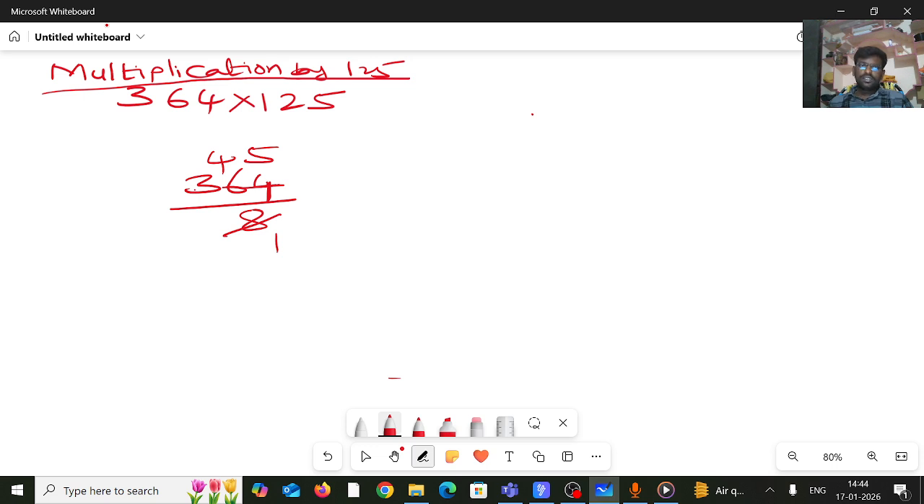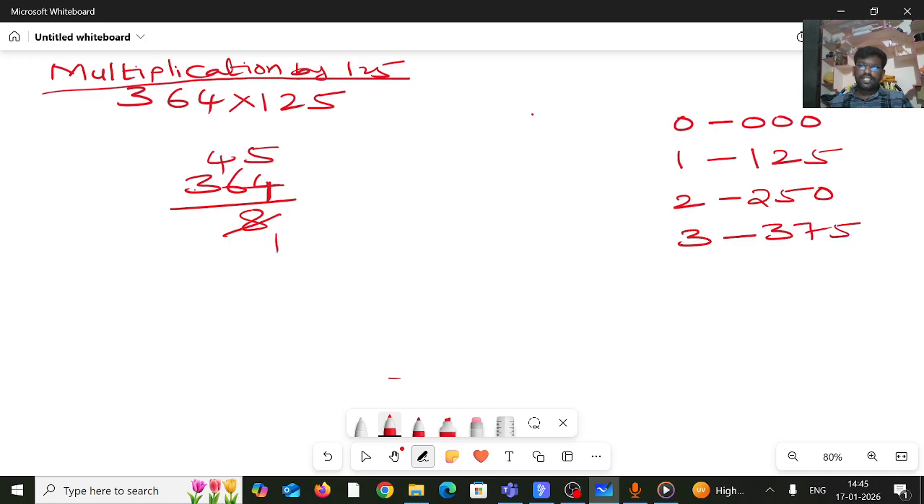When you get 0 as the remainder, when you are dividing the given number by 8, write down 3 zeros beside the quotient. When you get remainder as 1, write down 125 beside the quotient. When you get remainder as 2, write down 250 beside the quotient. When you get remainder 3, write down 375 directly beside the quotient. When you get remainder as 4, directly write down 500 beside the quotient.